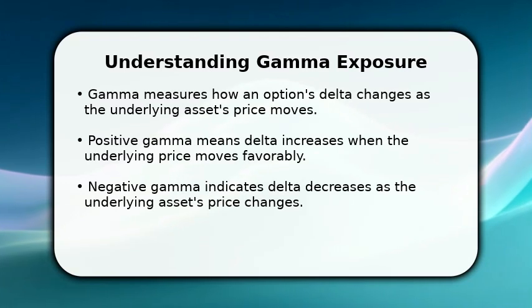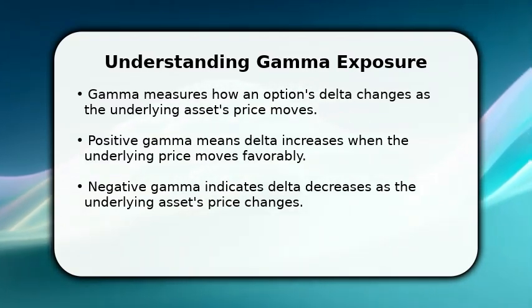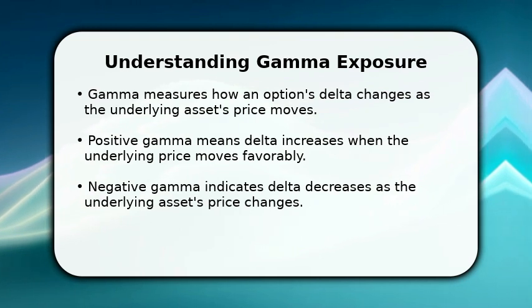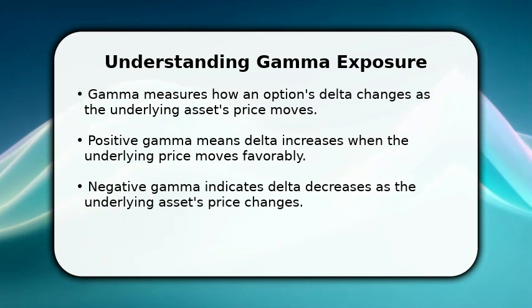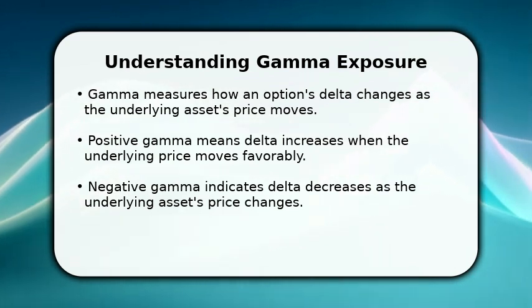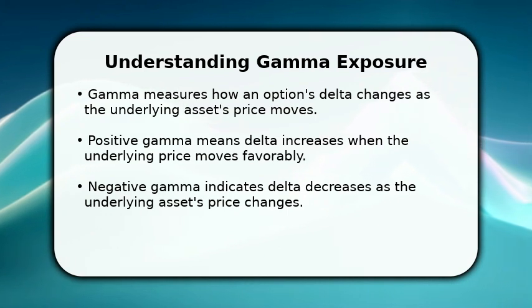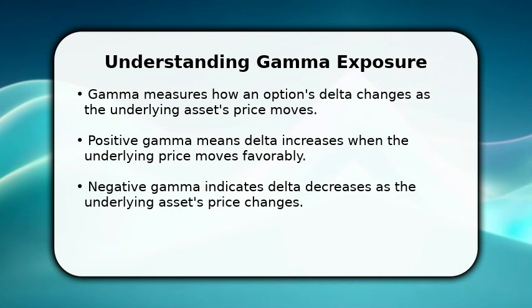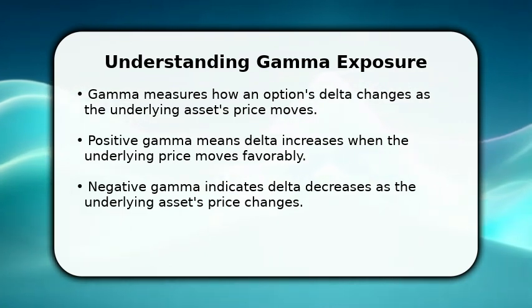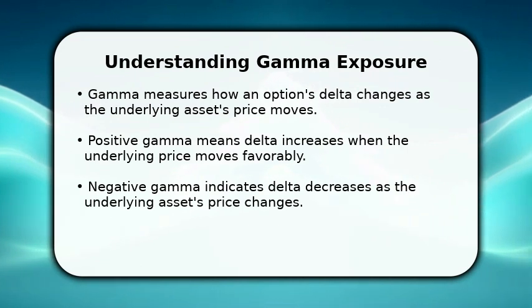In this video, I will explain how to use gamma exposure. Gamma exposure is a crucial concept in options trading, representing the rate at which an option's delta changes for every 1-point move in the underlying asset's price. Understanding this metric helps traders anticipate market maker behavior and potential price movements. It's a second-order derivative of the option price, offering deeper insight than delta alone.